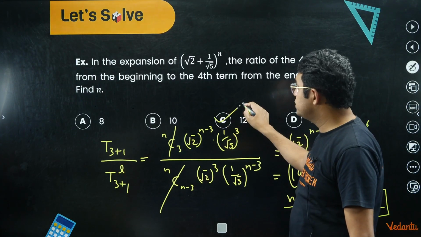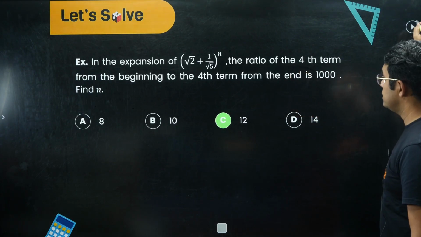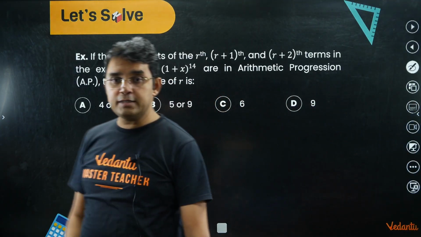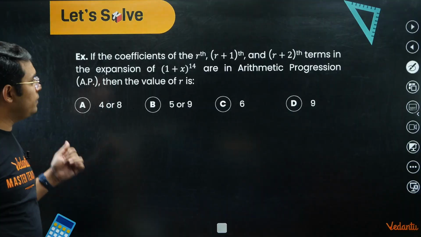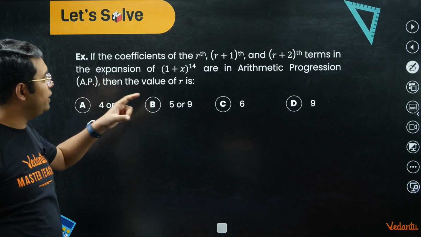The answer of this question is C. No other answer? Yes, C is the answer of this question. Now this question: the coefficients of the rth term, (r+1)th term, and (r+2)th term in the expansion of (1 + x)^14 are in AP.